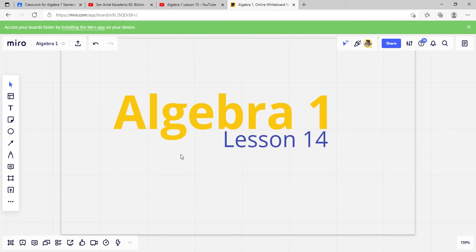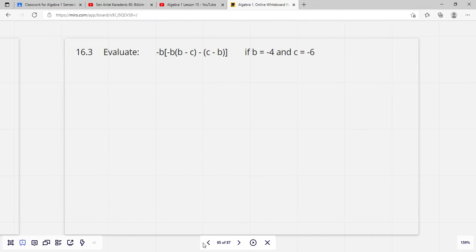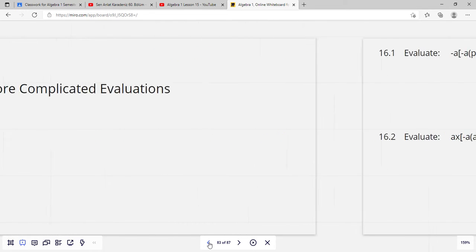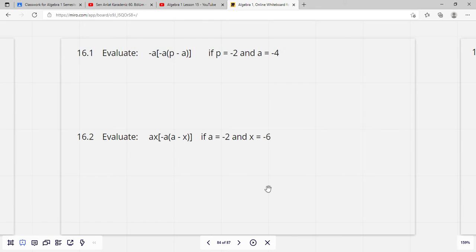Hi everybody, this is Algebra 1, Lesson 14, and this lesson covers more complicated evaluations. Alright, so I'll just work a couple of problems here to give you some examples.